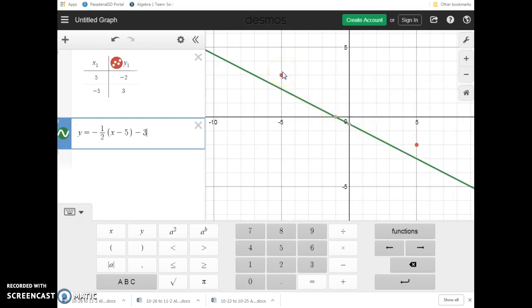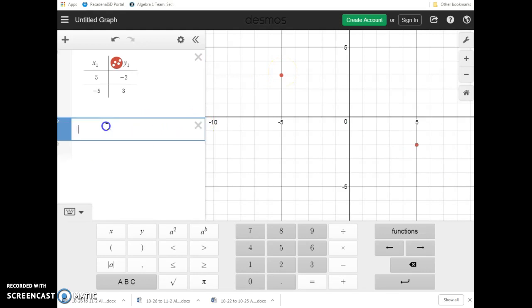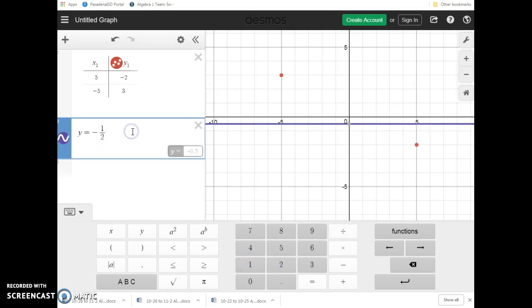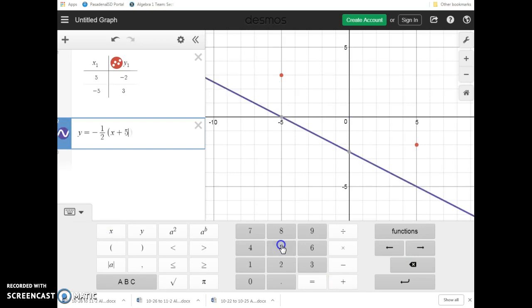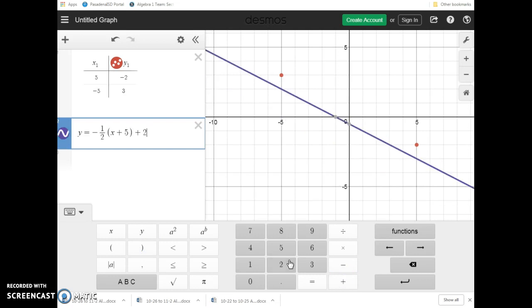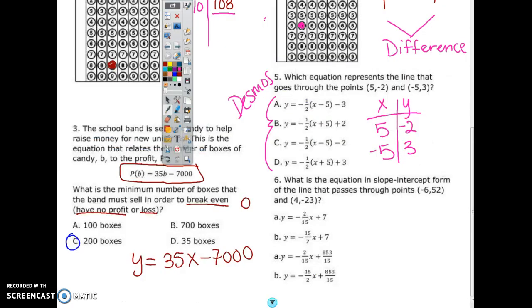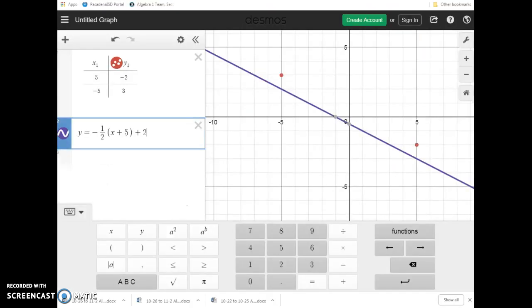So, option A is no good. Okay? So, letter B, y equals -1/2, go over, open parentheses, x plus 5, close parentheses, plus 2. Okay? And we see that that equation still doesn't go through those points. So, if we go back to our worksheet, what I'm doing is I'm putting in these options, and so A and B both didn't go through these 2 points. Okay? So let's check C and D.